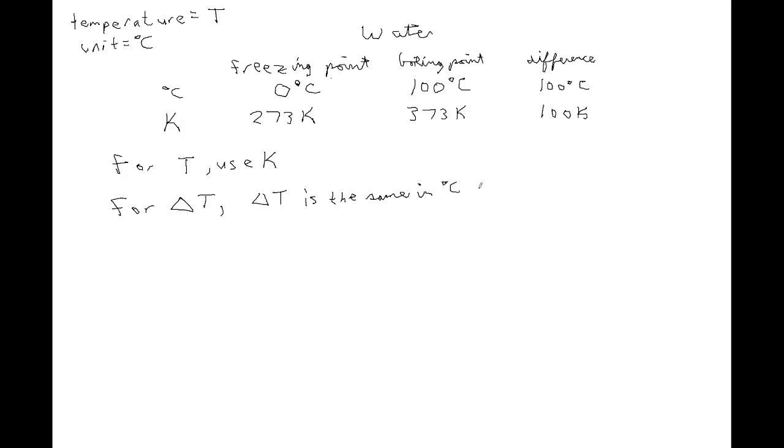In degrees Celsius or degrees Kelvin, so it doesn't matter which you use. So if you have a formula that involves delta T, you never have to do a unit conversion for temperature. You can just use either Celsius or Kelvin. If you have a formula that involves the level of temperature, T, then you have to always use Kelvin. You can't use Celsius. So that's an important idea for chemistry.